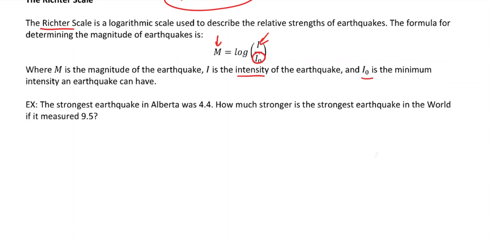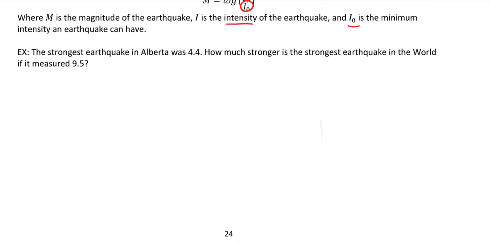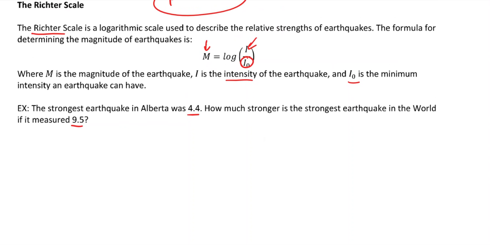So yeah, same idea. Okay, so the example says the strongest earthquake in Alberta was 4.4. How much stronger is the strongest earthquake in the world if it measured 9.5 on the Richter scale? So the way we can do this is, again, just figuring out what we're looking at here. So the strongest earthquake was 4.4. This is a magnitude.